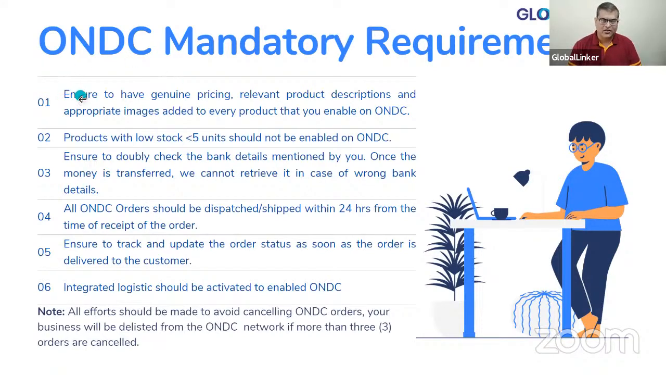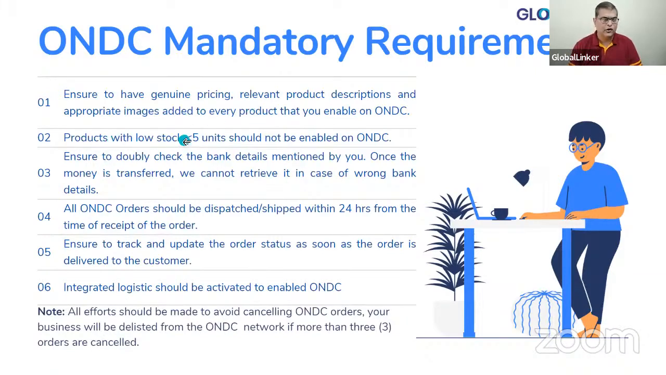What are these criteria? Firstly, you have to ensure that you have updated the genuine pricing. Some sellers we have seen have updated 1 rupee as the price and then forgot to update it. You should not make that kind of mistake. The description should be properly added. It should have at least one image. So you have to ensure that the product information is properly added.